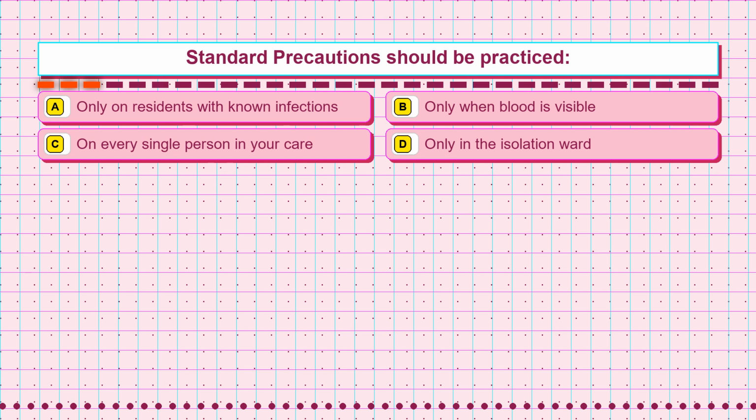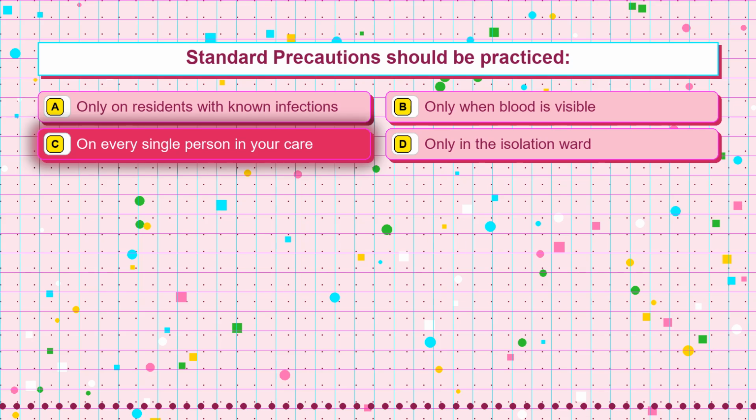Question 99. Standard precautions should be practiced: Option A, only on residents with known infections. Option B, only when blood is visible. Option C, on every single person in your care. Option D, only in the isolation ward.